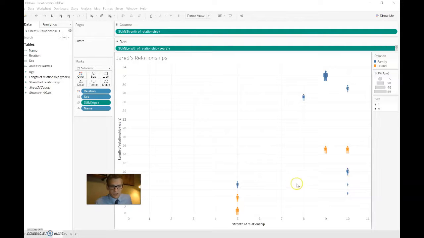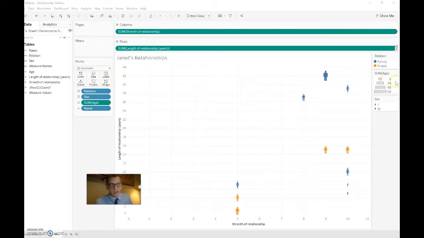So the strength of relationship is on this axis, where a strength of 10 would be max, and 0 is no relationship, and then here is length of relationship. So how long has that relationship been? And then for sex, I wanted something visually very quick that you can see who this person is and what their sex is. So for females, obviously they're wearing a dress, and a male is this little stick figure here, and the legend is right over on the side.